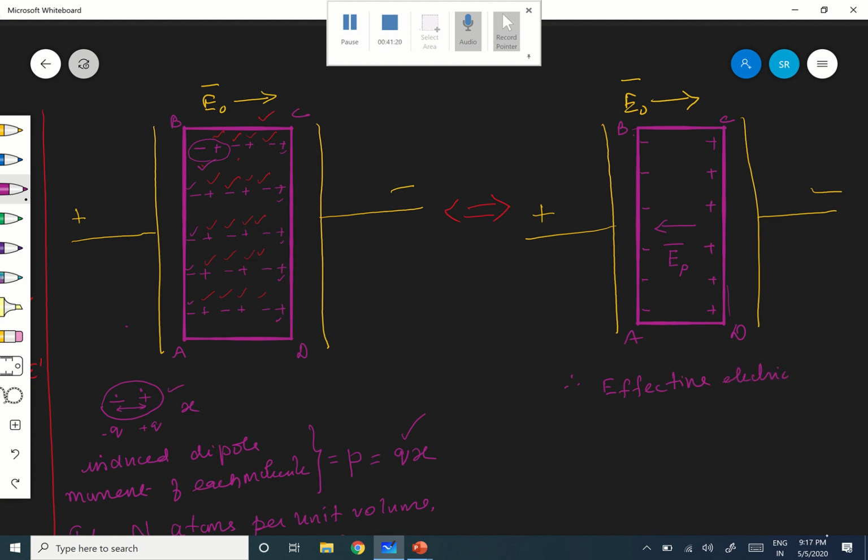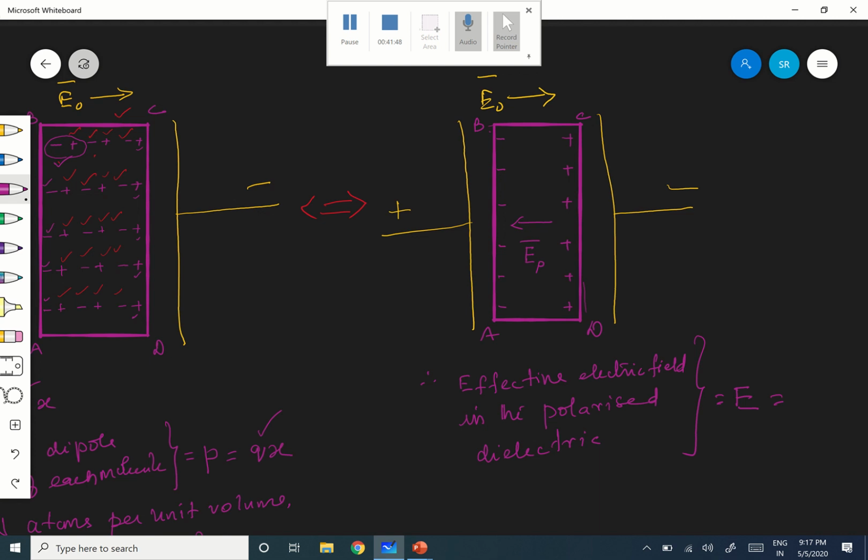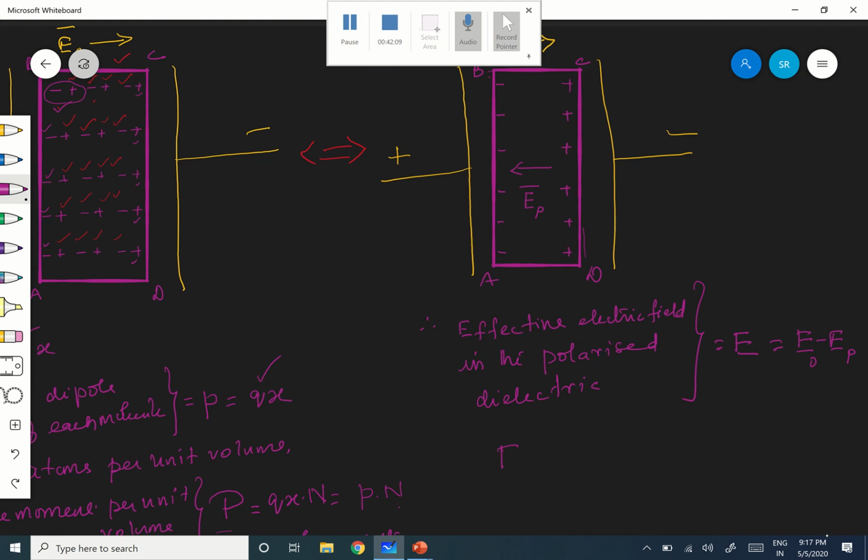Therefore the effective electric field, okay, now the dielectric is polarized. Inside the polarized dielectric the electric field is nothing but given by E. Okay, what is that E? E is nothing but E naught minus EP. Why minus? Both are in opposite direction. It is a value. Okay, E naught, that's a magnitude. E is nothing but E naught minus EP. What is E? E is the effective electric field, and another name here is that E is also called the reduced value of the electric field.